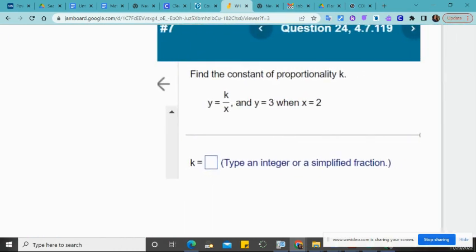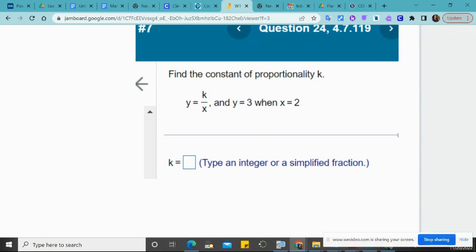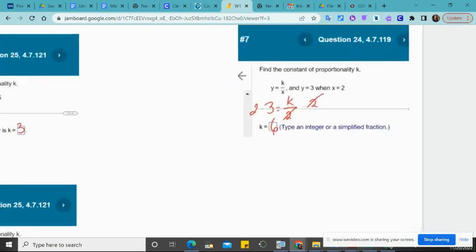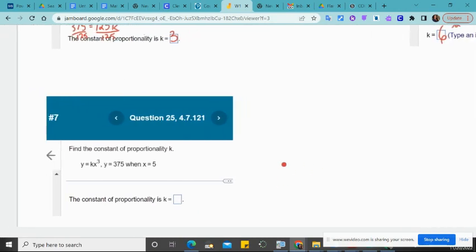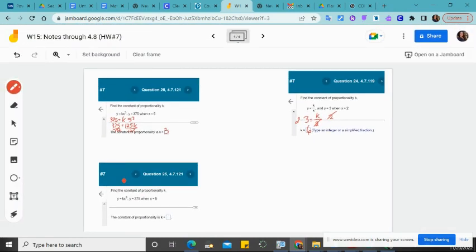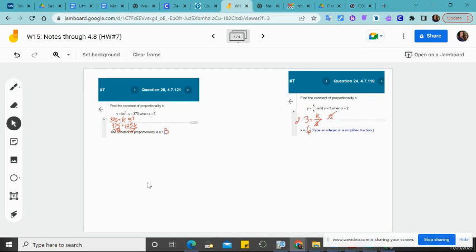Here's question 24, which is very similar. This time they tell us that when x is 2, so k divided by 2, that y is 3. So multiply both sides by 2, either in your head or on paper. So k equals 6, right? Down here, this is number 25. Find the constant of proportionality k. Oh, that's the exact same question I just did a second ago. I did not mean to put that on there twice. My bad. Get rid of that.